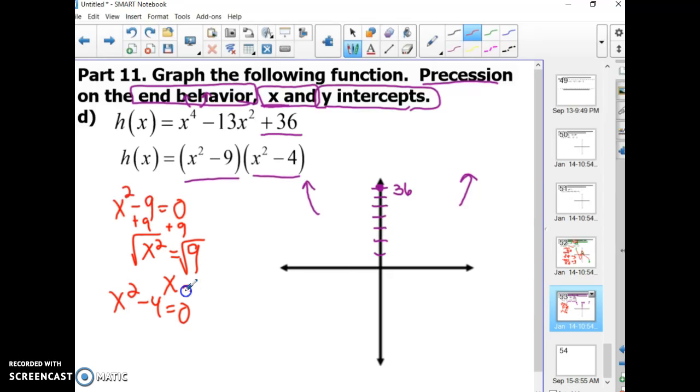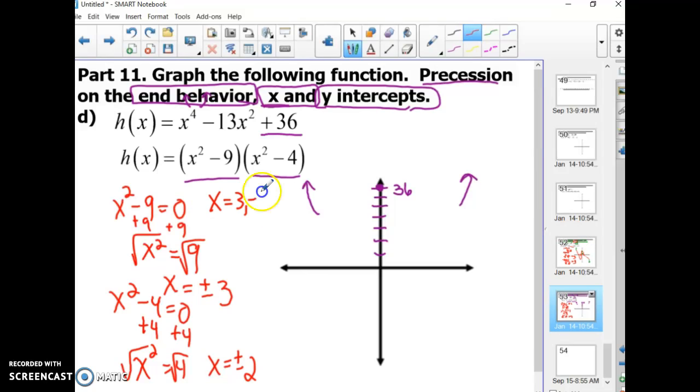But here's the thing. When I square root, I have to remember I can have a plus or a minus 3, because 3 times 3 is 9, and negative 3 times negative 3 is 9. Now x squared minus 4 equals 0, so I add 4 to both sides. x squared is equal to 4. I root again, same situation: I have to deal with a plus and a minus 2. So my x values are 3, negative 3, 2, and negative 2.